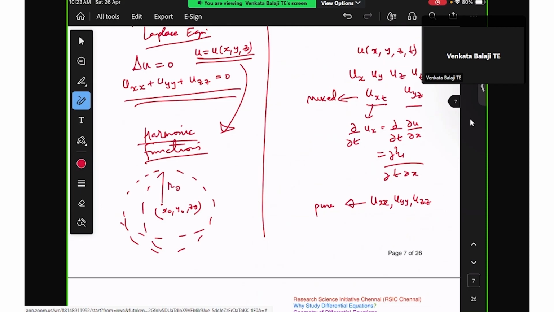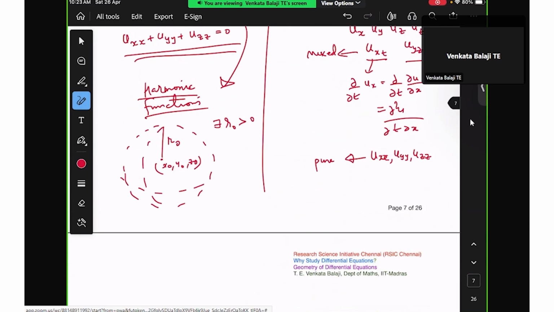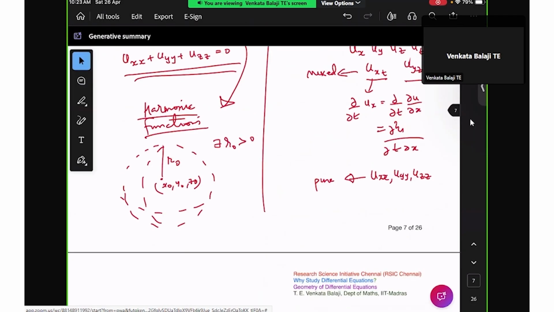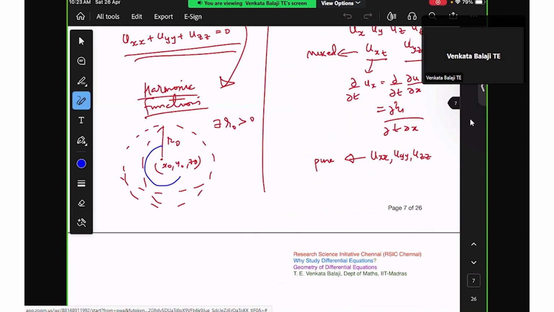So there exists a radius r naught greater than 0, such that you enclose this point by a smaller sphere. Like this, and this has radius r, so r less than r naught. This inverted A symbol, I hope you know, means for every. So for all r less than r naught.